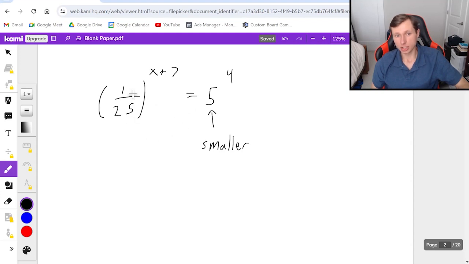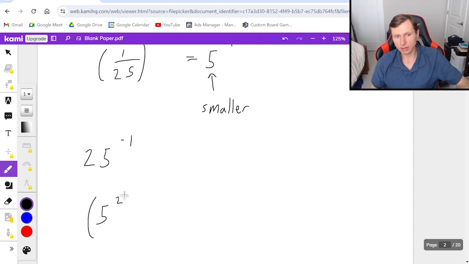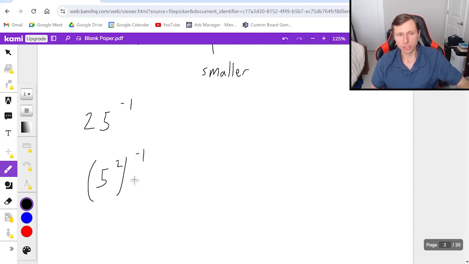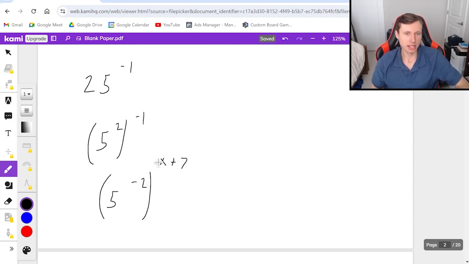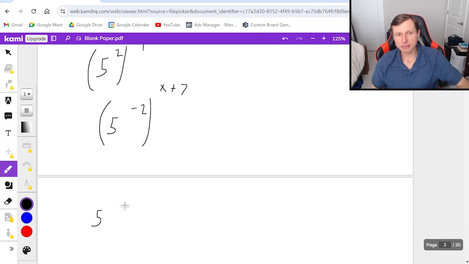And the way I do that is, first, 1 over 25, I can do a negative exponent to make it a normal number again. It undoes the fraction if I do a negative exponent. And now, if I want to make it 5, I can rewrite this as 5 squared raised to the negative 1 power, which, again, property of exponents, power to a power. It's 5 to the negative 2. But don't forget, this is still raised to the x plus 7 power, which means I can then distribute this again. I can multiply these exponents. So I get 5 to the power of negative 2x minus 14.